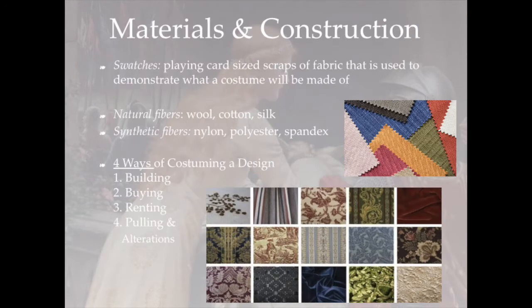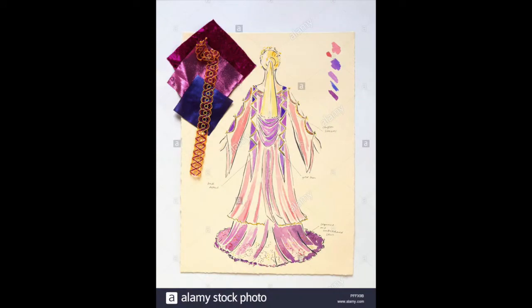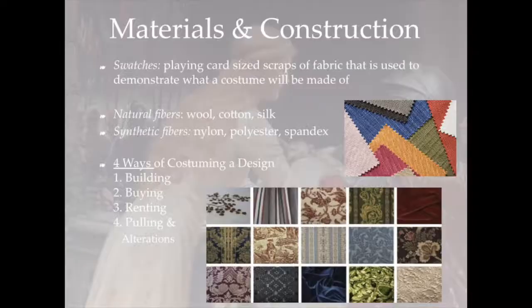Materials and construction. Swatches. Playing card size scraps of fabric that are used to demonstrate what a costume will be made of. This is something that you have on your color roughs or your rendering, so the director can feel them and see exactly what the material is and see how it would go together. Some directors are definitely more hands-on in this than some other directors.